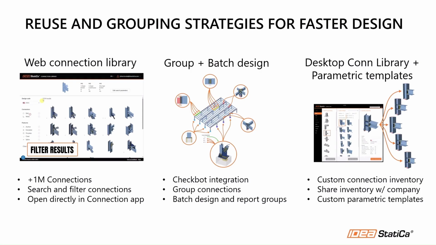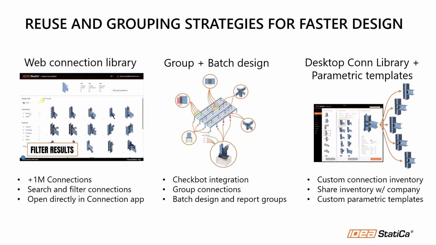Now, for the desktop connection library and parametric templates. Here, the desktop connection library is different in a way that the connection library is within the application and you don't have to search through templates online. We have ready-made templates for you to be using within your project instead of starting from scratch. But another additional feature within the desktop connection library is that you can build your own inventory, save connections, and also share them within your company. You can also build parametric templates for your standard or modular connections that might be repeated for different sizes of members. You can always create parametric templates, save them, and also reuse them.